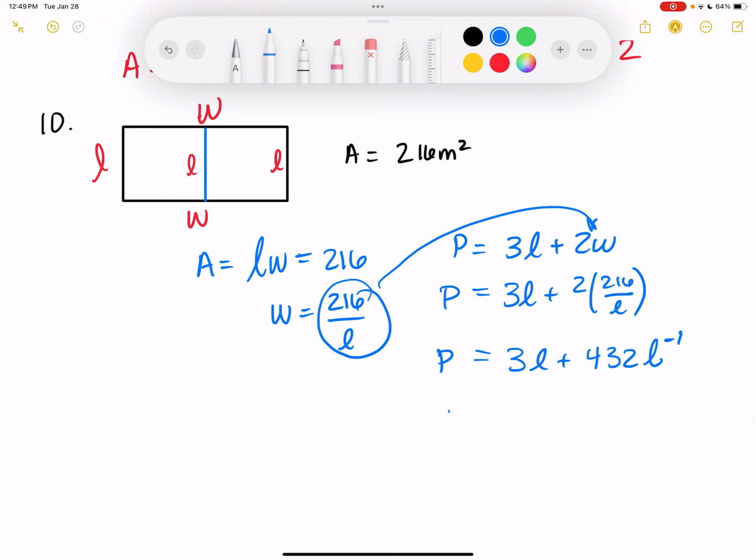Derivative of P is 3, not L either. Okay, I was starting to wonder. Virginia, Josh is about to earn y'all another quiz. Minus 432 L to the negative 2. Oh, good. You got that part right. No quiz. All right. So then, equal to 0. I forgot the prime too.